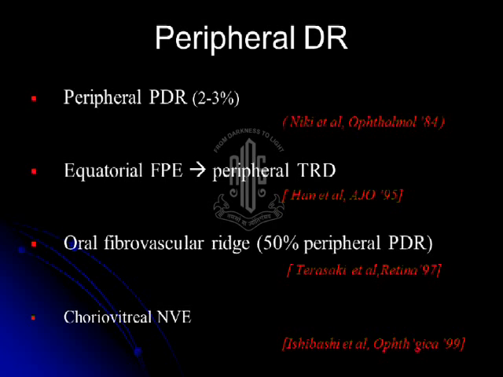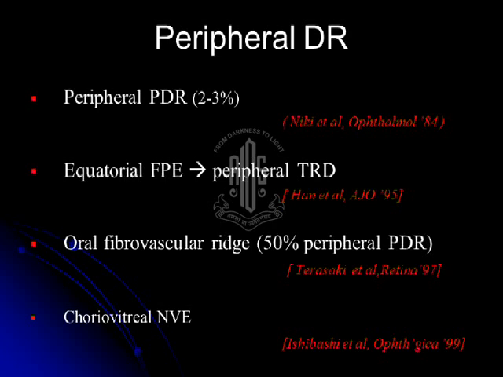Very often we should tend to look beyond, especially if it's a chronic diabetic. Nikki et al. showed that this was there in 2 to 3% of cases. Equatorial fibrovascular proliferation, moving on to peripheral tractional detachments. Most of the tractional detachments are either macular or just extramacular in diabetes, but you can have peripheral tractional detachments also, as was documented by Han et al.